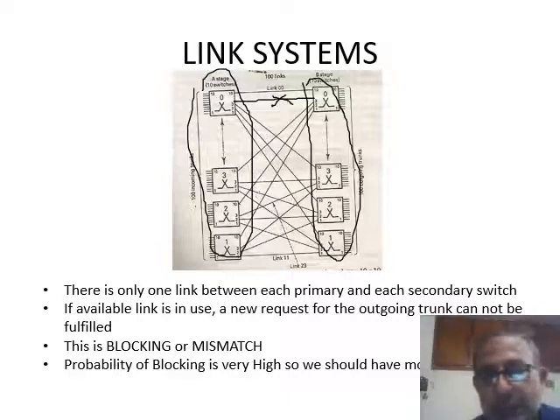So the next link would be from this switch, or the second outlet would go to this second switch, the third outlet would go to this third, and the fourth, and so forth. So all the 10 outlets will connect to 10 different switches. In this way we have a connection, but this is not a successful system, because a two-stage network would create blocking or mismatch.